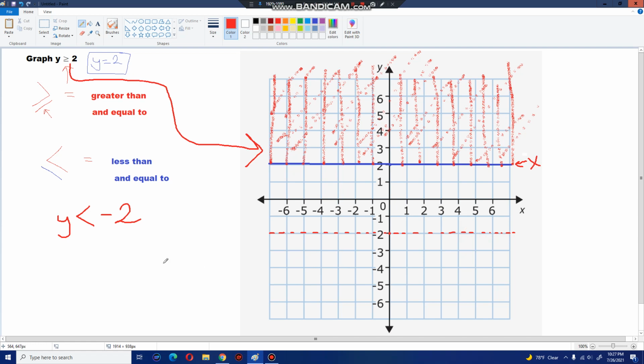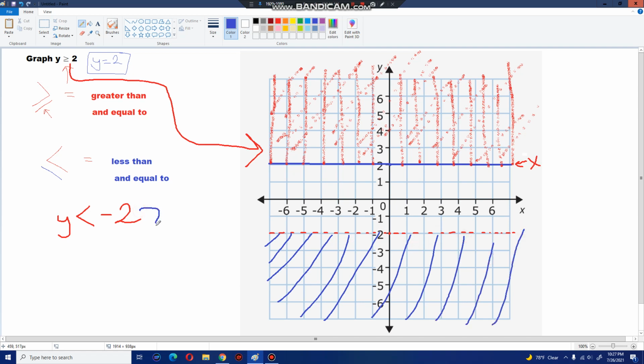Okay, and now I need to show all the numbers which are smaller than minus 2. So that means minus 3, minus 4, minus 5, and so on. So here are all the numbers, minus 3, minus 4, minus 5, minus 6. So I'm going to highlight. This time I'll do diagonal, like that. You see?